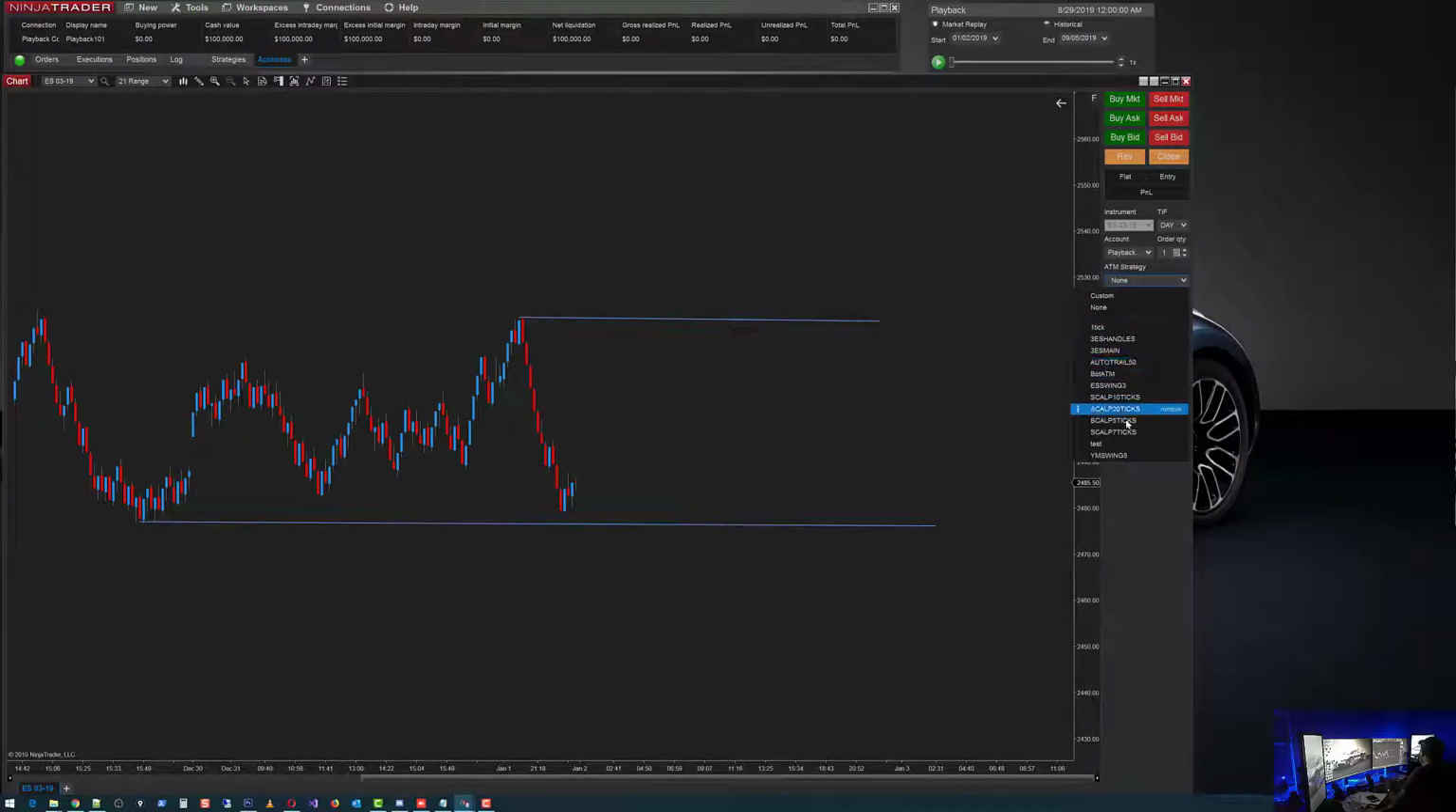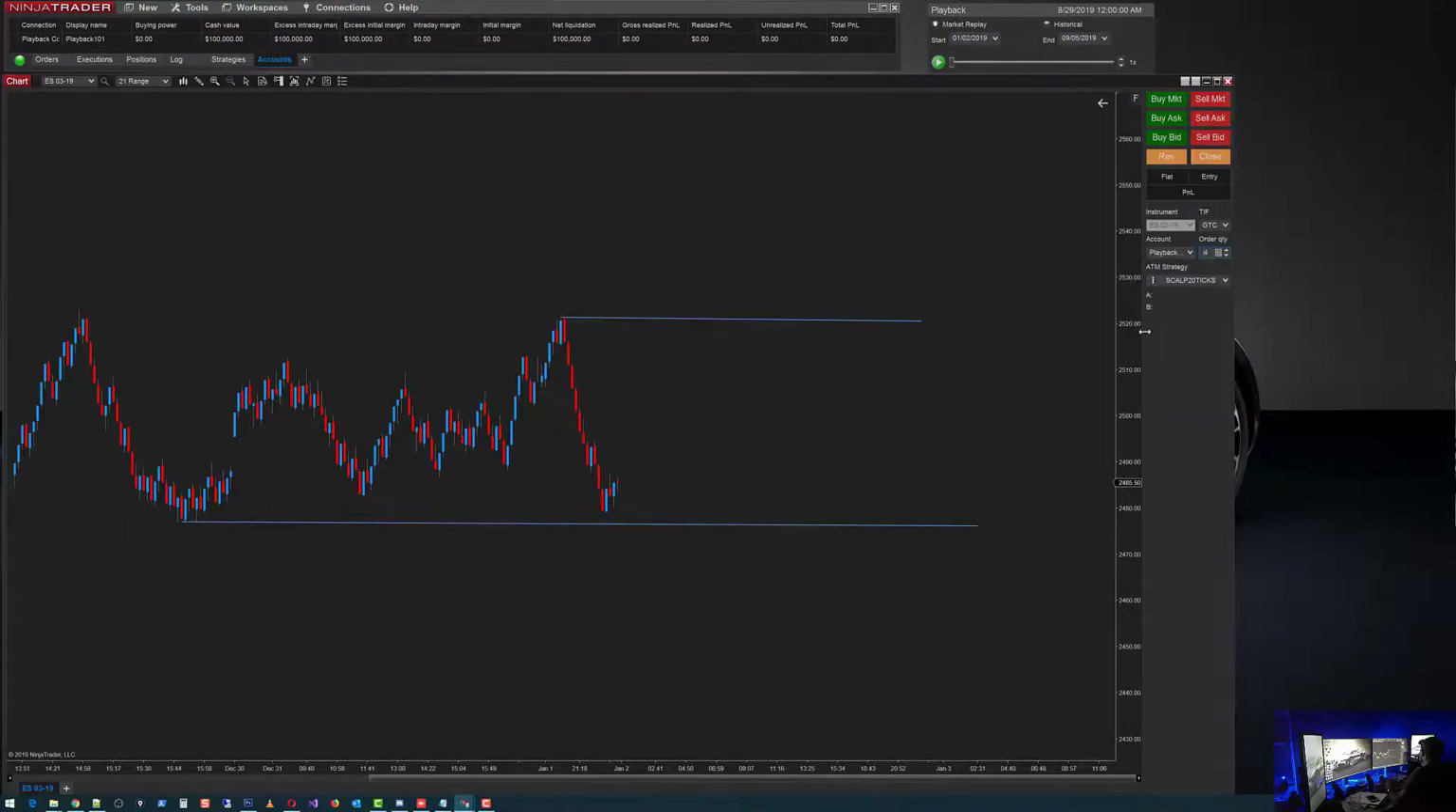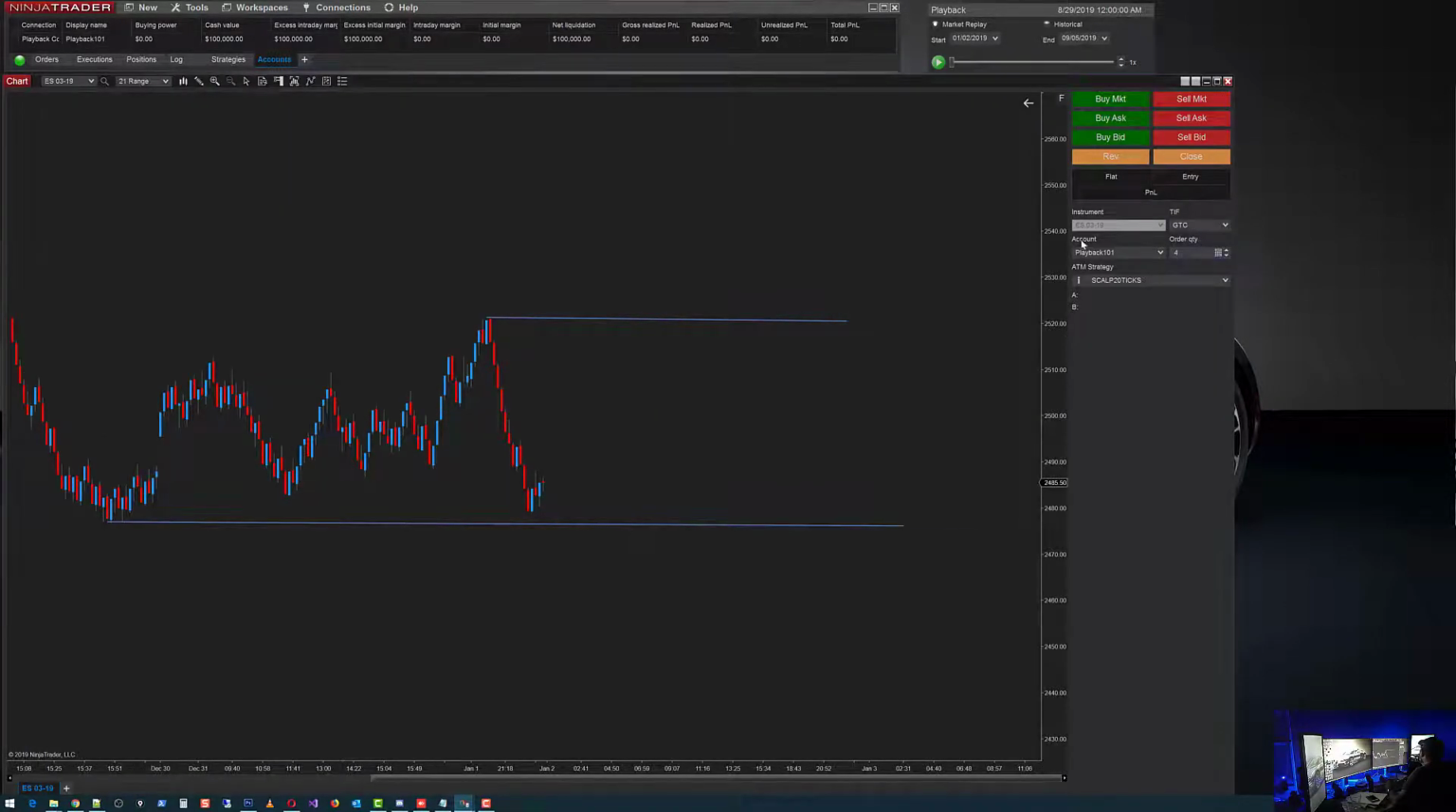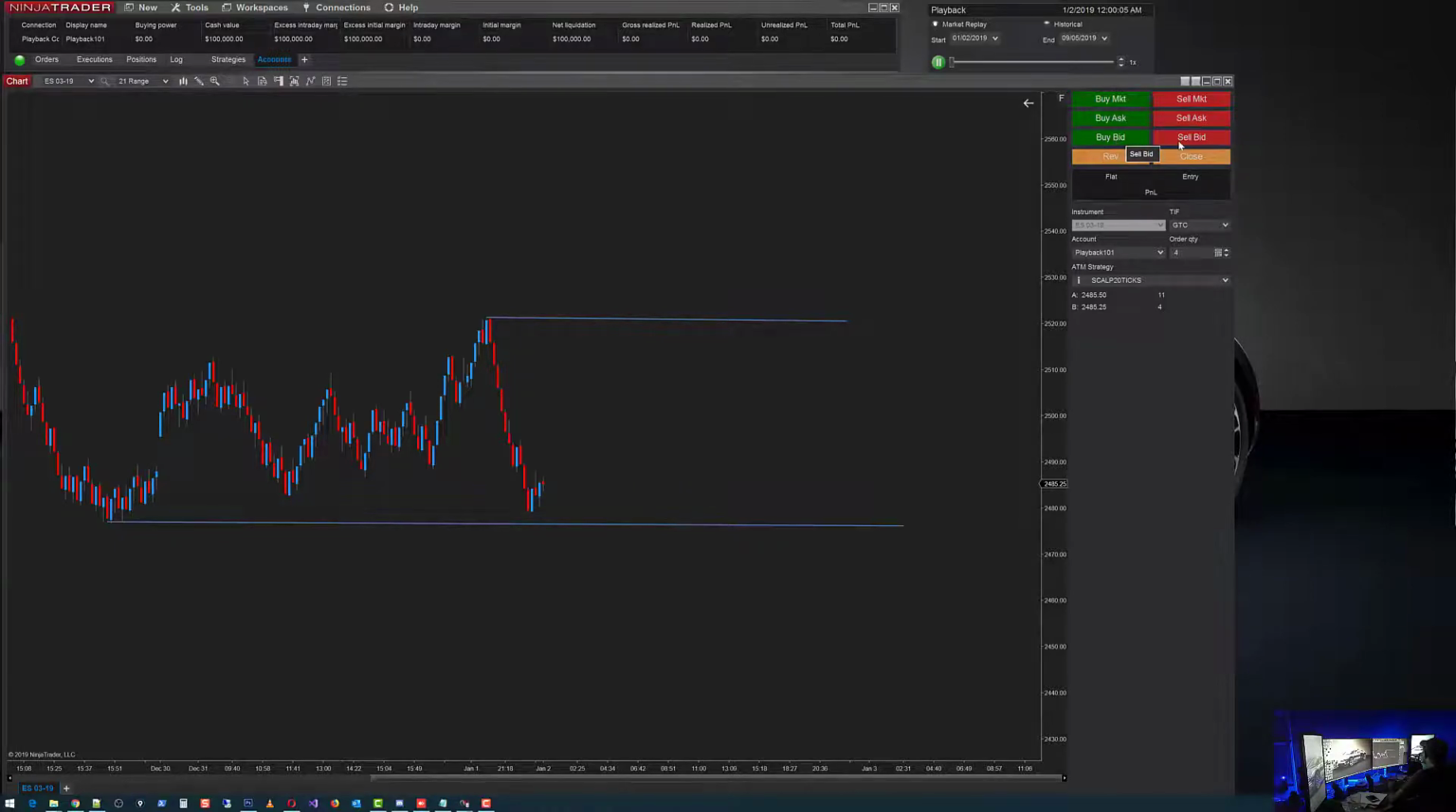Let me just pick something that maybe will work. All right, let's just take this four positions, and okay, that's it. On a playback, this is not real live. I'm just going to speed it up so that you could see exactly what I'm talking about, okay? And all you have is simple buy bid and sell bid buttons. You've got a good ATM strategy, and we're just looking at support, and we start moving these supports and resistance as the price action moves, okay? And it's just that simple.